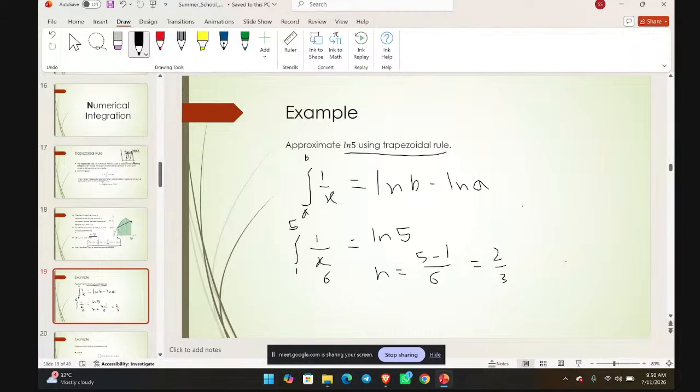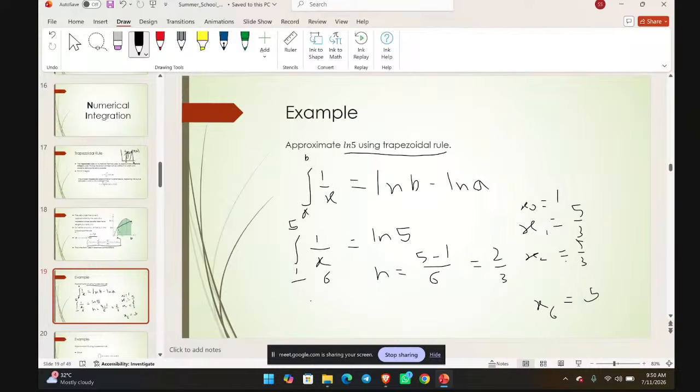So point A means x naught is equal to 1, which is the starting point of the interval, and x1, the first point, turns out to be 5 by 3, because x naught plus h, and x2 turns out to be 7 by 3, and x3, x4, x5 until x6. x6 is 5 itself.